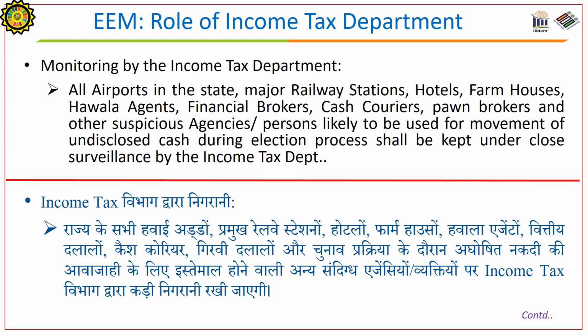Monitoring by the Income Tax Department. All airports in the state, major railway stations, hotels, farmhouses, hawala agents, financial brokers, cash couriers, pawn brokers, and other suspicious agencies or persons likely to be used for movement of undisclosed cash during election process shall be kept under close surveillance by the Income Tax Department.